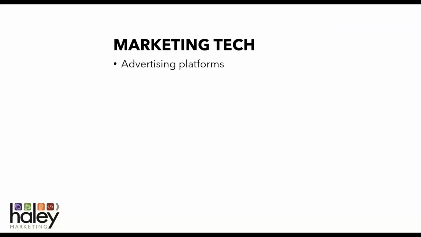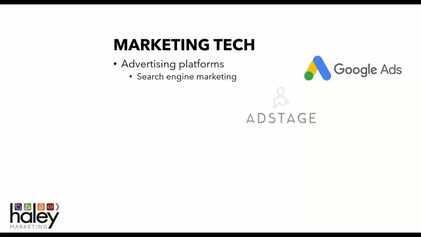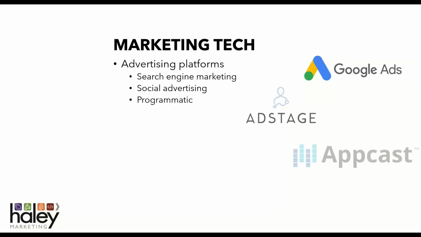Then there are advertising platforms. So if you're doing pay-per-click advertising, you need ways to manage it. You may be using Google Ads or Facebook's Business Manager. So you want to have search engine marketing platforms. You're going to be using PPC for social advertising. We use AdStage for reporting. There are programmatic tools. We use Appcast and their ClickCast software.